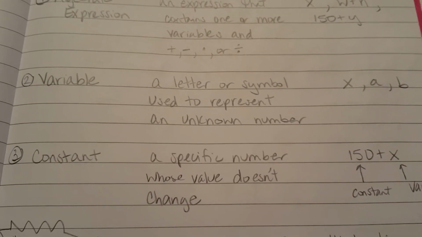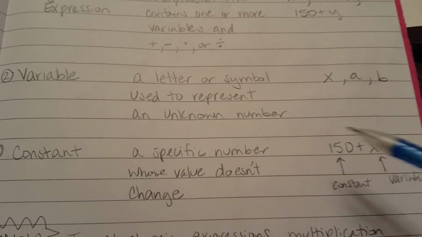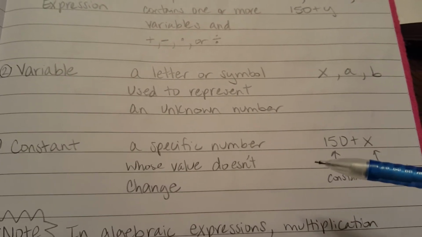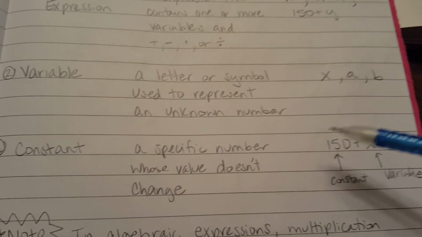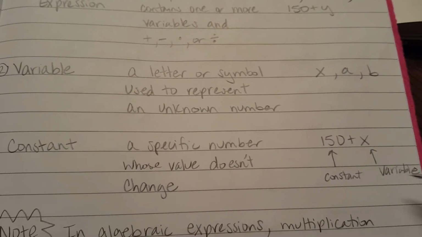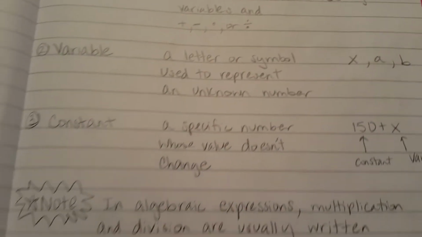Next, we have the word constant, and that is a specific number whose value doesn't change because the number is all by itself. Here's an example. 150 plus X. 150 is the constant because it's just there by itself, and X is the variable because that's the letter that represents a number.